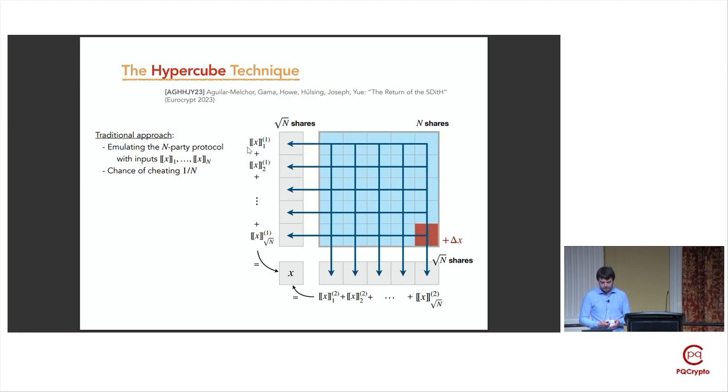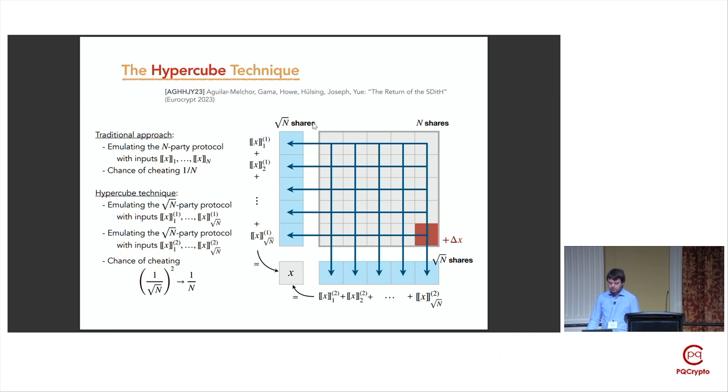In the traditional approach I showed previously, the idea is to emulate the MPC protocol with N parties, which outputs all the blue cases in the square. But in the hypercube approach, the idea is to emulate two sub-protocols, which take as input the sharing from the columns and the sharing from the rows.